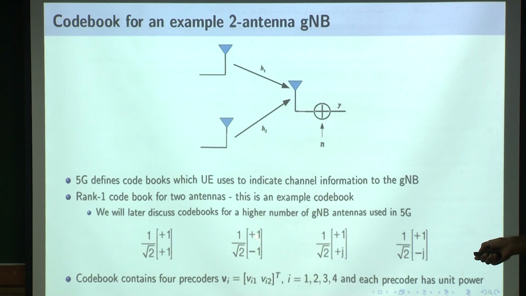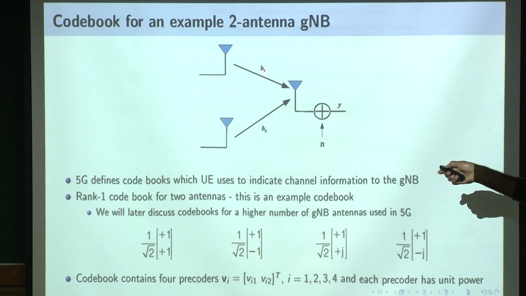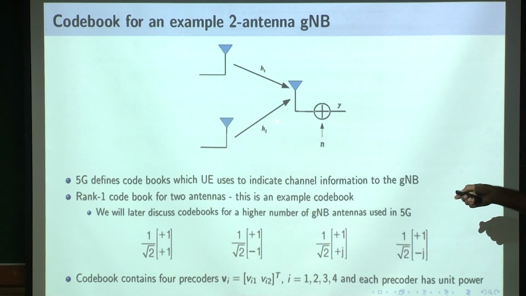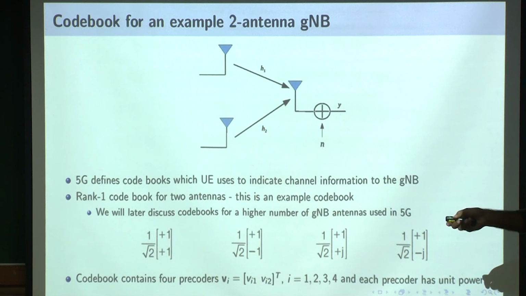Now if the channel is such that it is 0.3 and minus 0.3, which codebook entry will be picked? The second one, because what is happening? These two channels will get added in phase. Go back: it will be H1 V1* V1 plus H2 V2. If H1 is 0.3 and this is minus 0.3, which precoder entry will get picked?